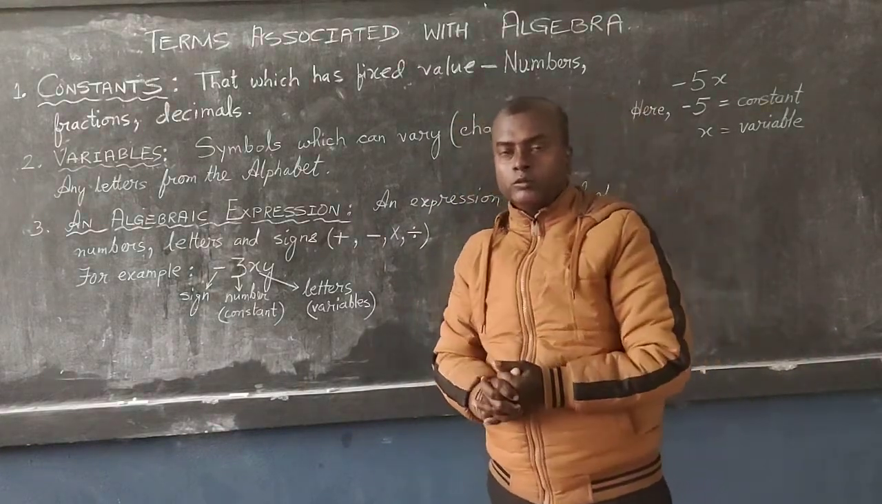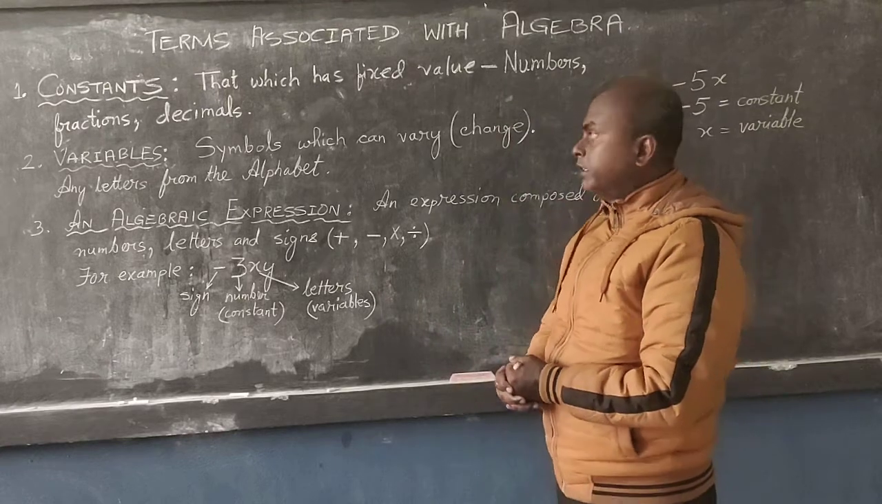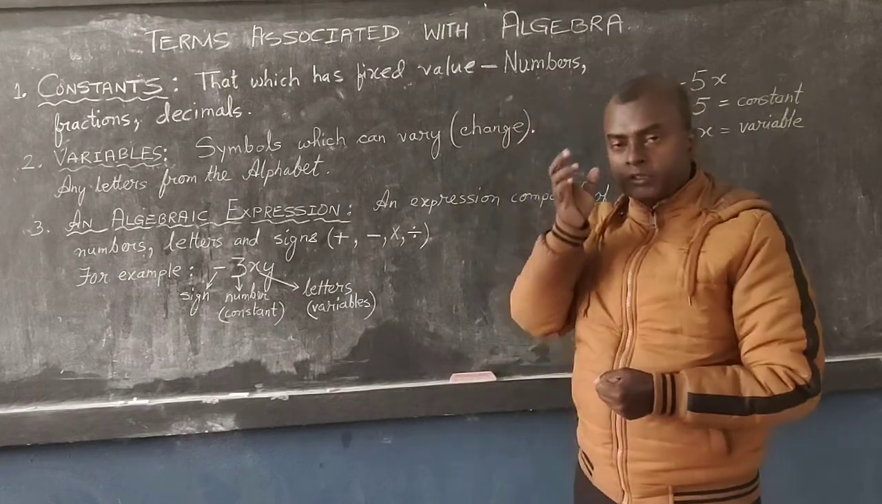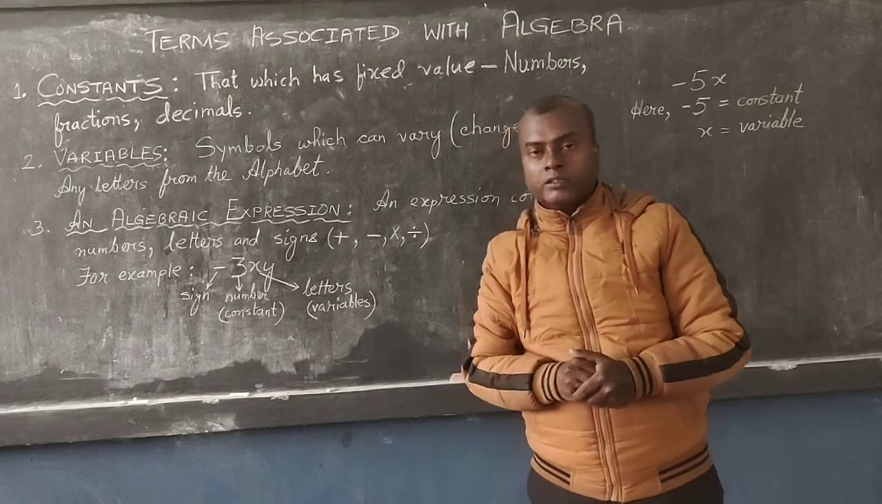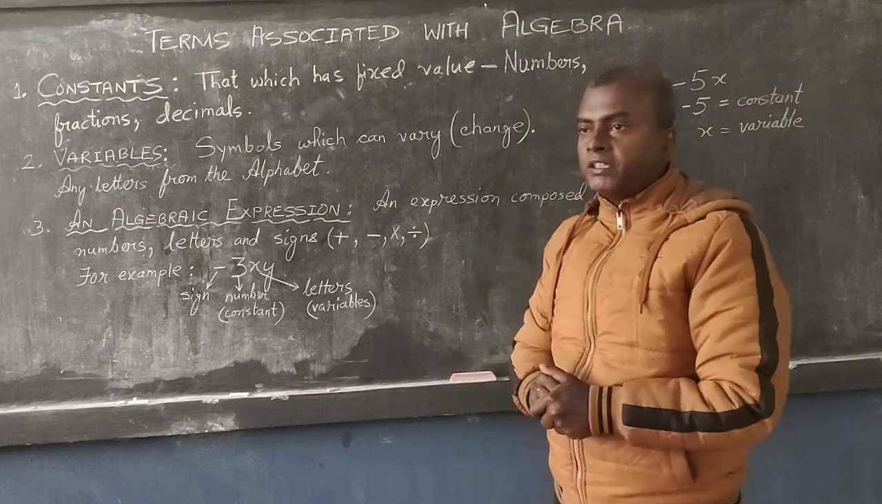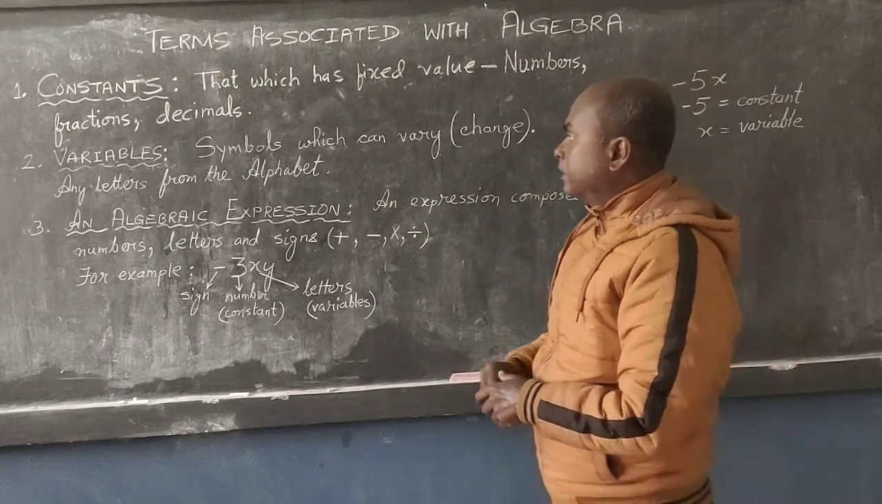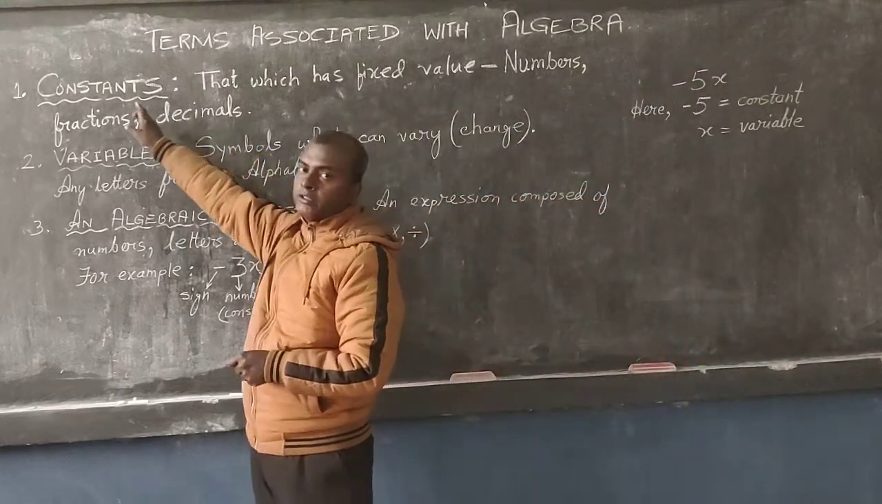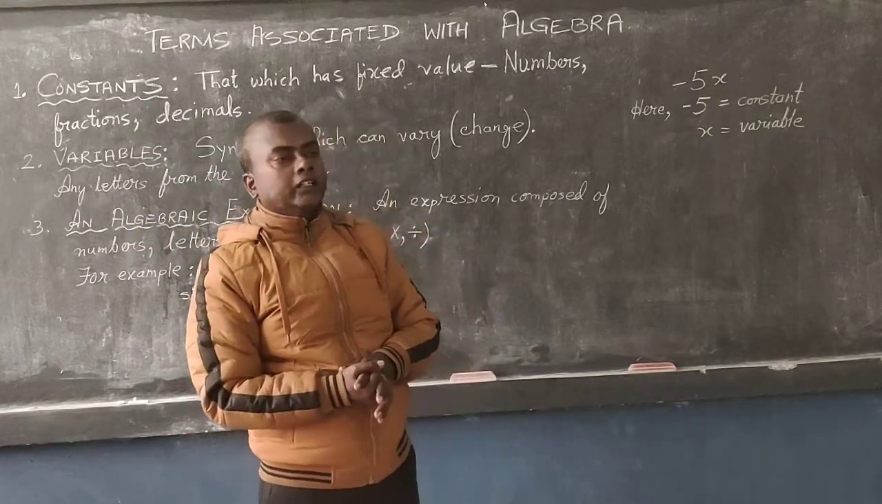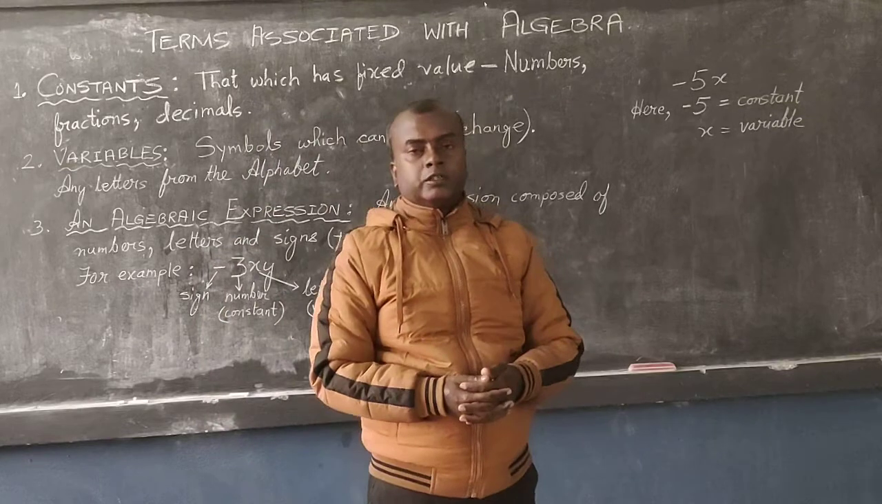Today we are going to go in depth into algebra, and we need to study some terms associated with algebra. Okay, some definitions that we need to know. Now, the basic definition in algebra starts with this particular term, constants. Basically, any number that we use in algebra is a constant.